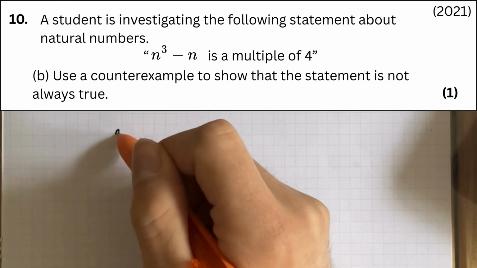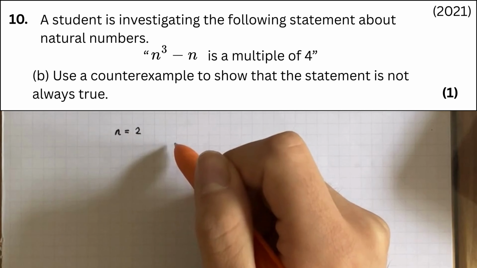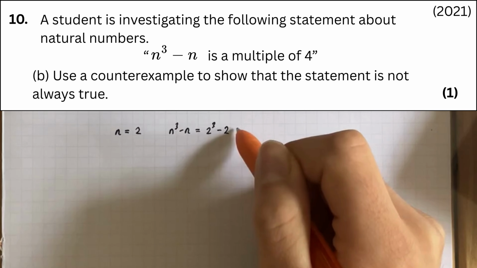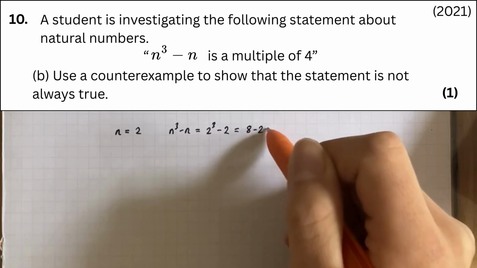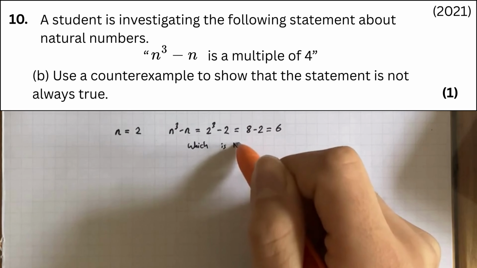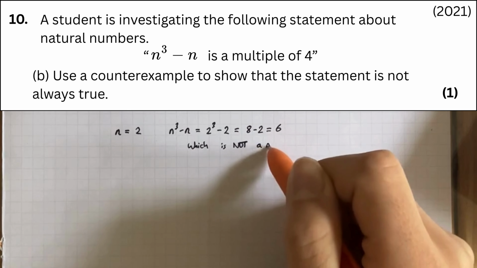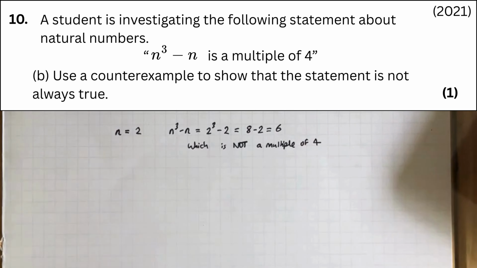Let's just try n is equal to 2 and see what happens. If we do n cubed minus n, that'll be 2 cubed minus 2, which will be 8 minus 2, which will be 6. 6 isn't a multiple of 4, at least not the last time I checked. And therefore, this statement is not true. So n is equal to 2 is a counterexample.